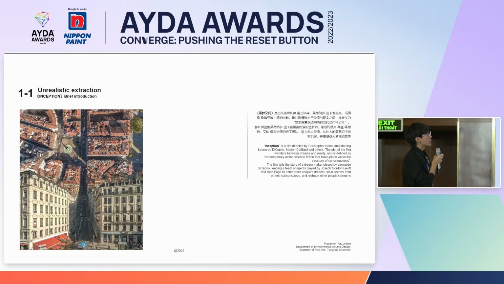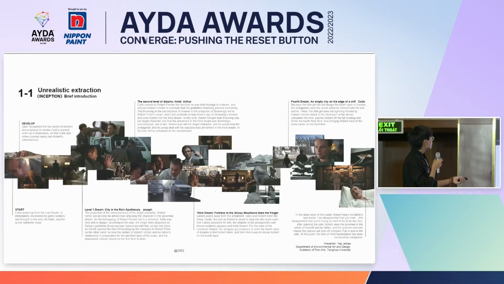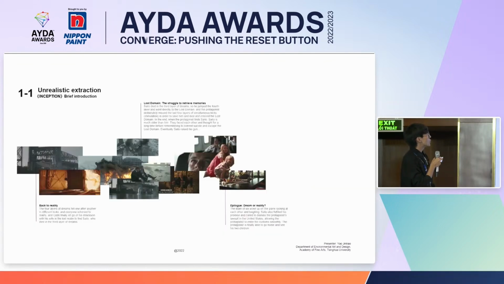We were inspired by Christopher Nolan's movie Inception. In it, the protagonist travels into other people's dreams, steals secrets from the subconscious, and reshapes them. Our analysis begins with the beginning, development, and nesting of the next four layers of dreams, falling into the lost domain and returning to reality, and the film finishes with an open ending. There's a lot of content in the film, so I won't go into the details.